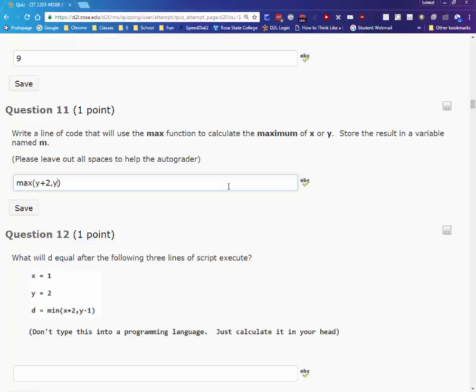Anything else, you know, is just frippery. We don't need that. So I'm going to remove that stuff. And we were supposed to store the result in a variable named m. So m is equal to max. Whoops, why do I have y divided by y? M is equal to max of x, y.